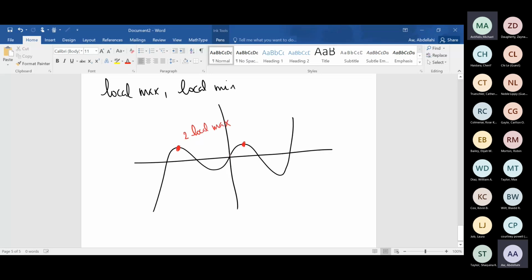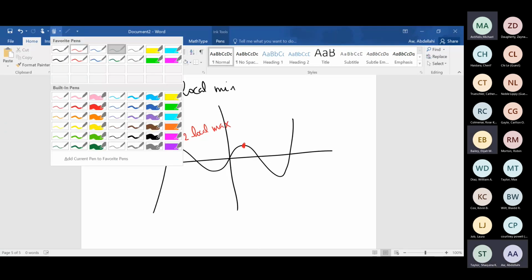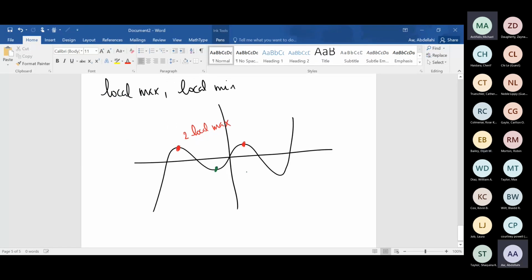How many local min do you see? 2. 2 local min. Which is a total of 4 local extremum, right? 4 local extrema.